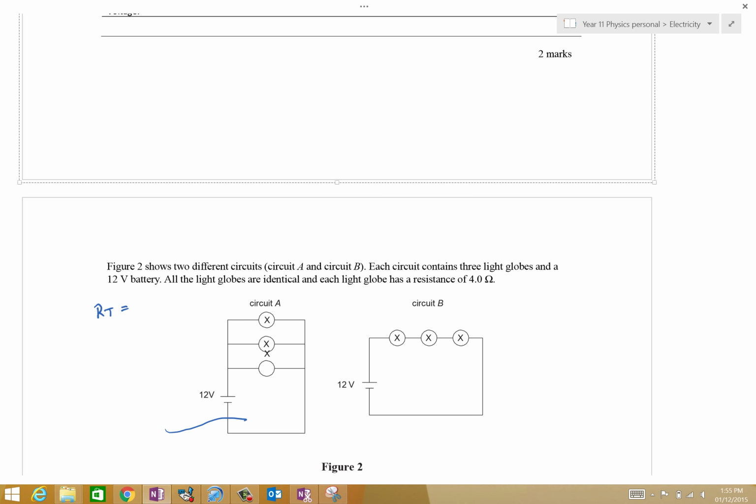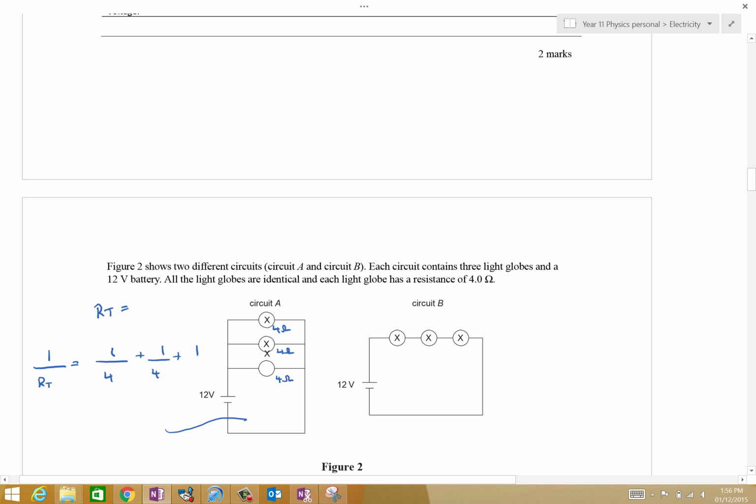So over here, I've got a 4 ohm resistor, a 4 ohm globe with a resistance. In order to find out what the current is through that circuit, we need to work out what the total resistance is. So first of all, using our formula sheet, 1 over the total resistance is equal to 1 over 4 ohms plus 1 over 4 ohms plus 1 over 4 ohms.